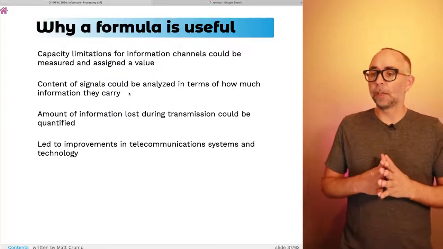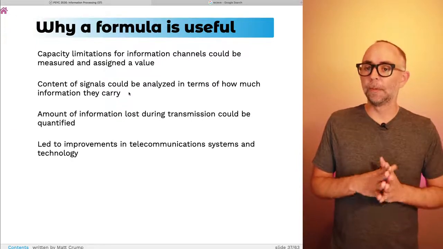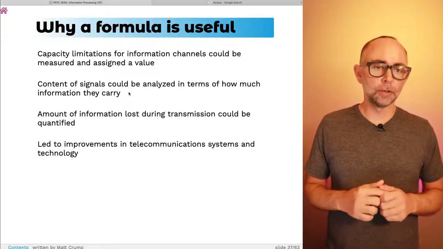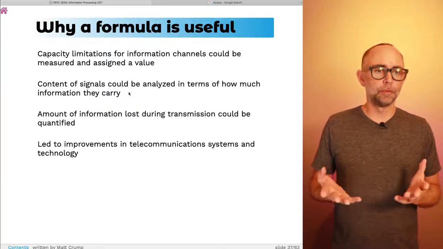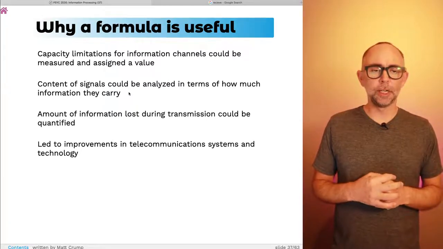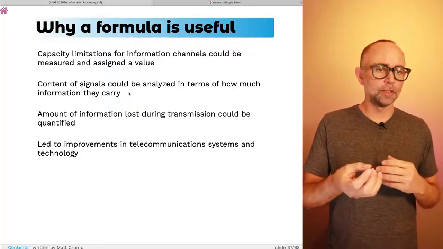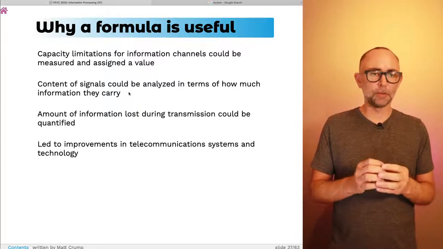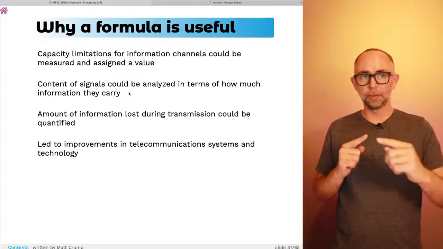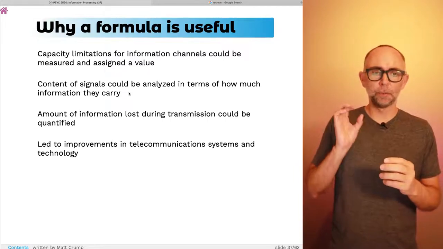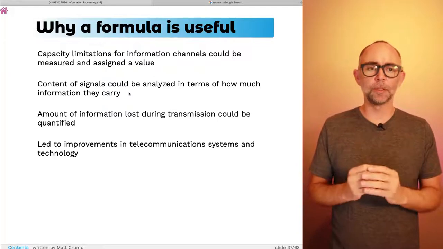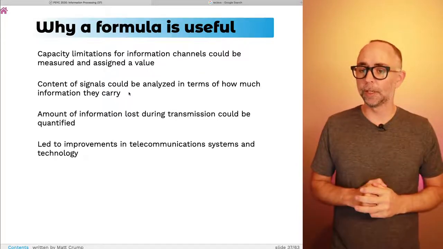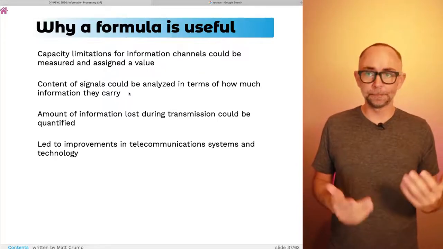And if we could do that, we could, for example, figure out how much information was lost during transmission. And if you're interested in improving, say, telecommunication systems, you could use these numbers because you could figure out, well, if we use this type of communication channel, we will get this much information lost. So what can we do to the channel? How can we improve it so that we improve how much information we can send without losing it?